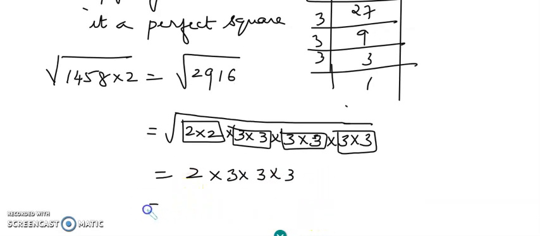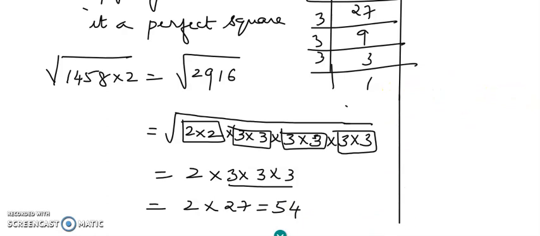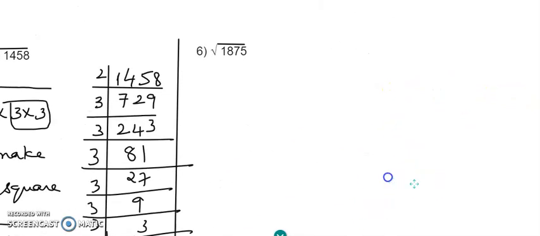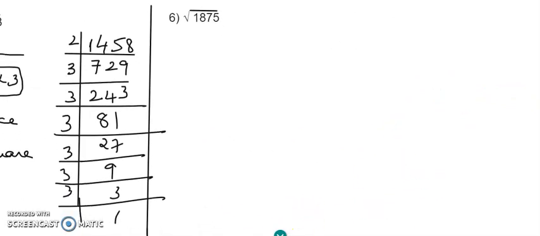So that will be equal to how much? 2 times 27, because 3 cubed is 27. So that will be equal to 54. Okay. Hope this is clear. Now the next, again we'll find the factors. Now clearly the last digit for this one is 5. So I'll start with 5, the prime factorization. Okay. So 1875, I'll start with 5.